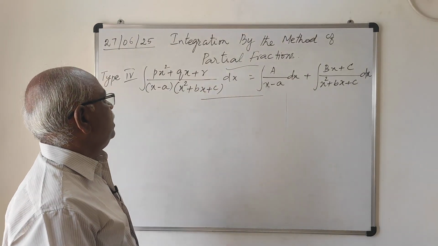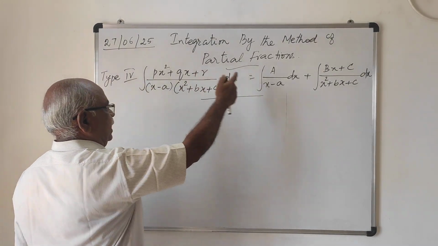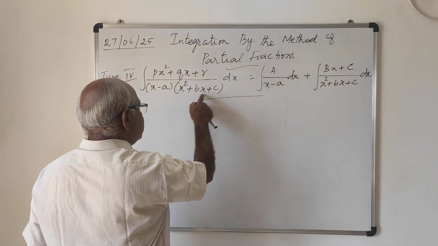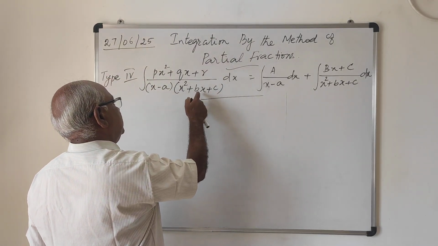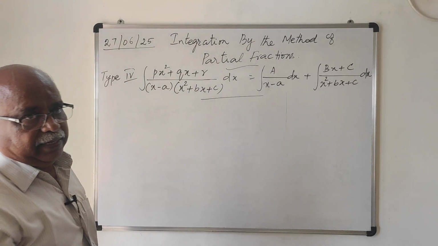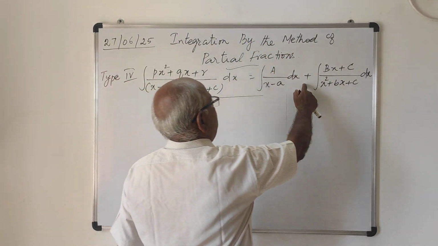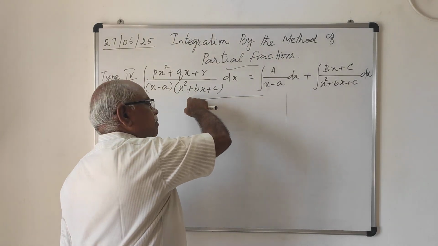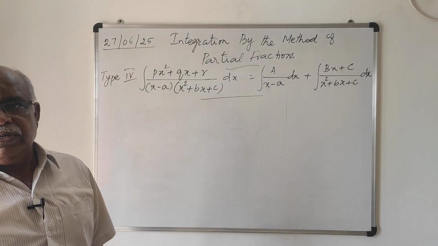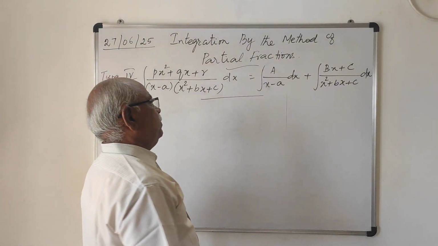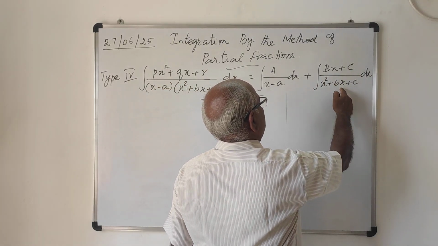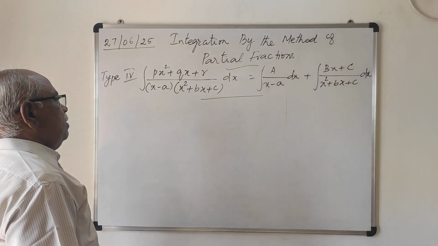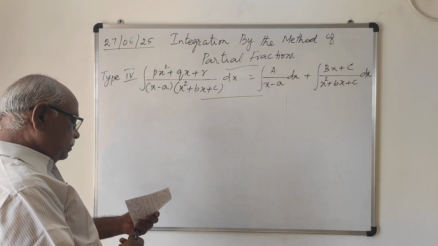So this type can be split into A by the linear factor x minus a, plus, since the other factor is not factorizable, even though it is a quadratic factor, Bx plus C by x square plus bx plus c. So the second factor, the quadratic factor which is not factorizable, can be split as Bx plus C by x square plus bx plus c. So this is the type 4 problem, and you consider an example.